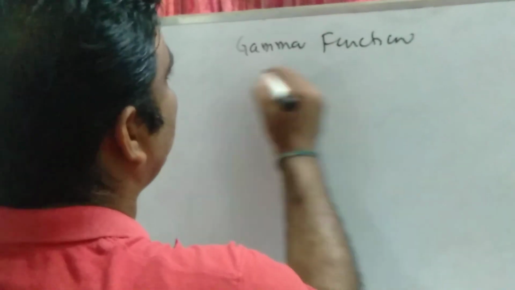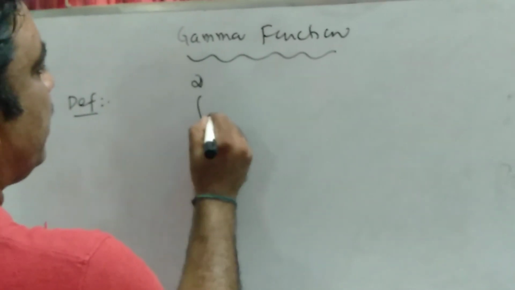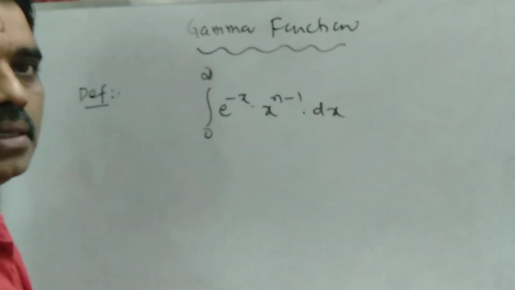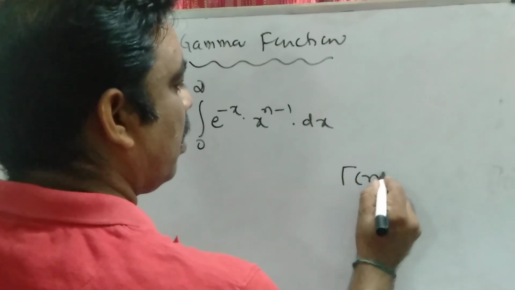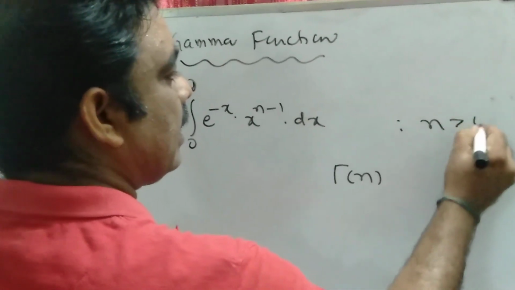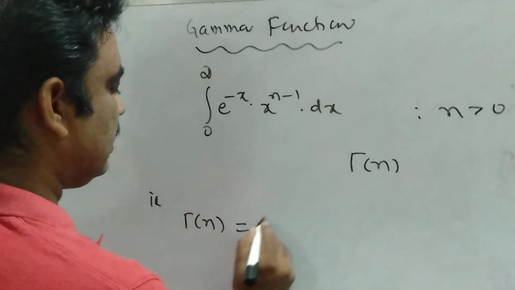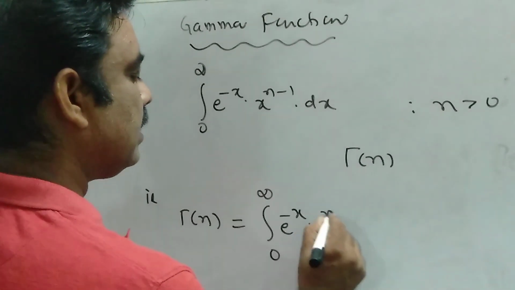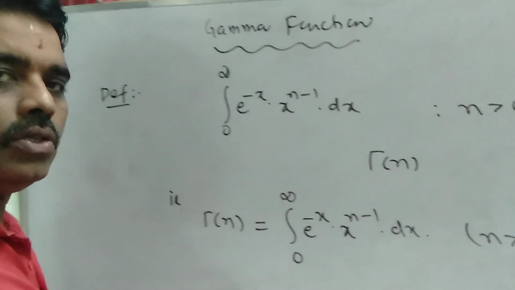The next topic is gamma function. The definition: the definite integral from 0 to infinity of e power minus x, x power n minus 1 dx is called a gamma function, and it is denoted by capital gamma of n, for n greater than 0. So the gamma function is denoted by gamma of n, and it is defined as the integral from 0 to infinity of e power minus x, x power n minus 1 into dx for n greater than 0.